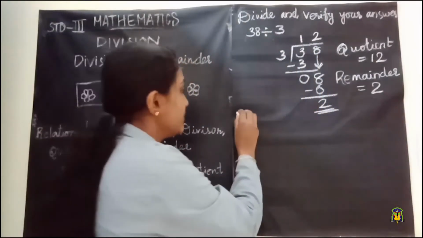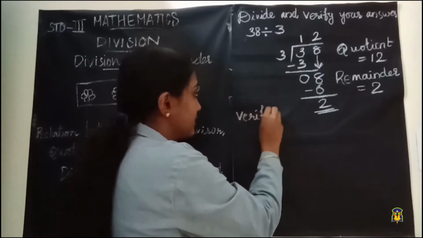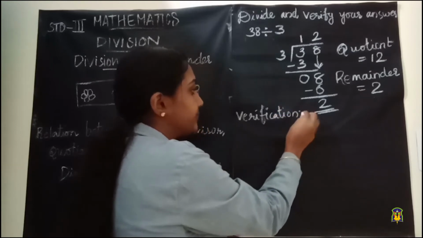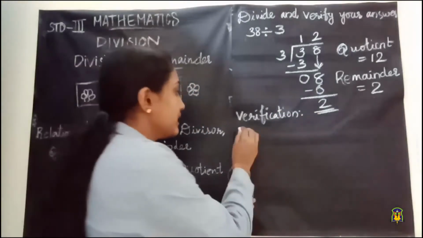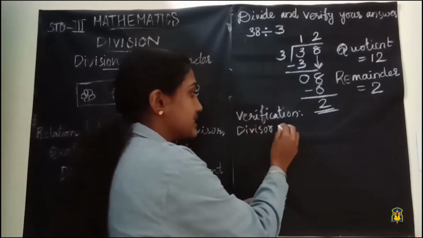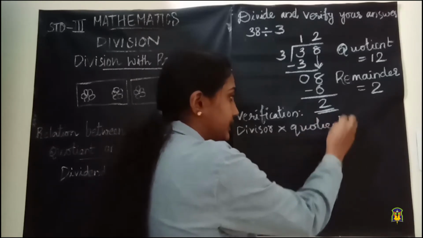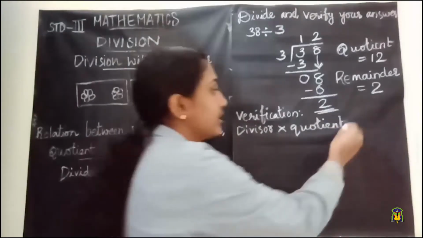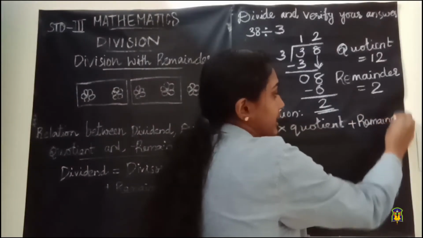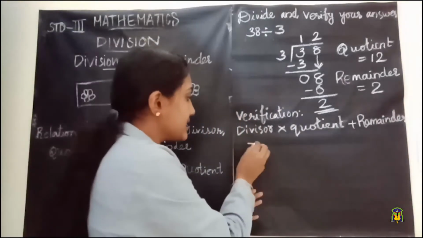For verification, what we will do? We will multiply the divisor into quotient and then add the remainder. So what is the divisor here?